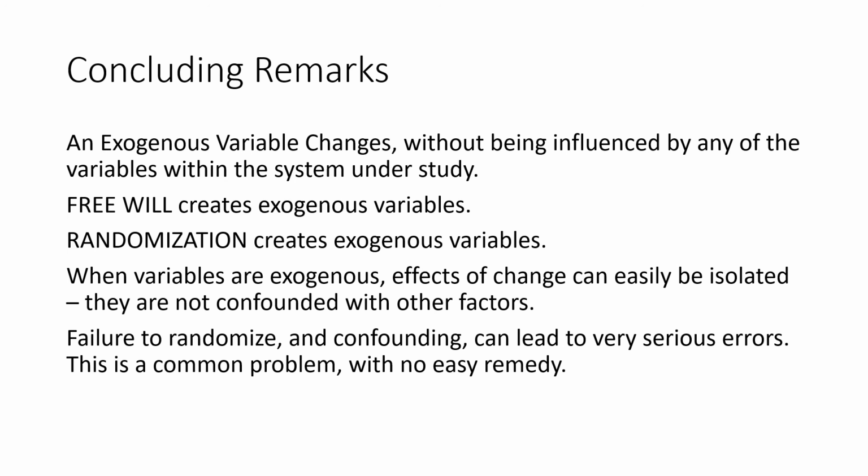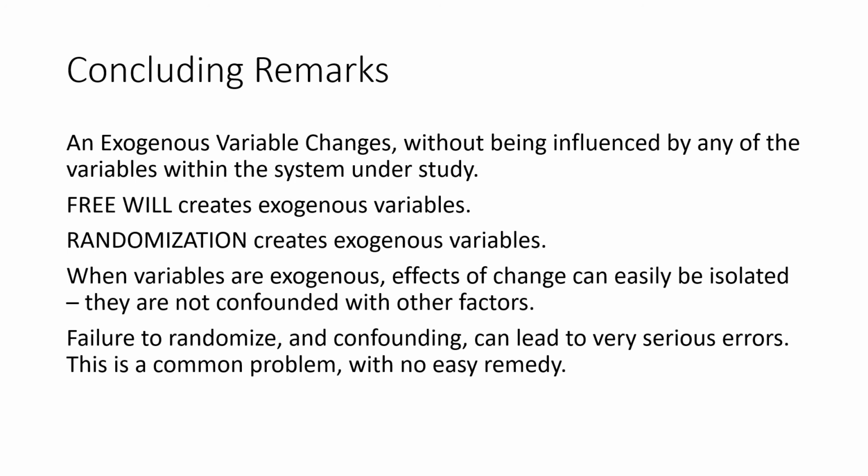If I flip a coin and according to heads or tails, I decide who will get what treatment, then that decision is also exogenous. It is not influenced by anything else. And when you have exogenous variables, then you can easily tell the effect of this because it's not confused or confounded with other factors. But if you don't randomize, and the treatment and control groups are selected by processes which we don't know about, then there can be differences between the treatment and control which are not under our control, which are other factors called confounding factors.